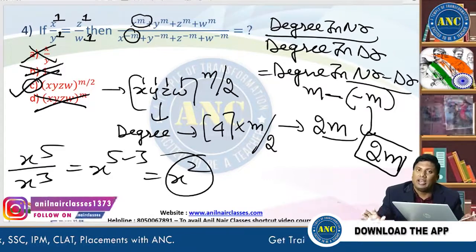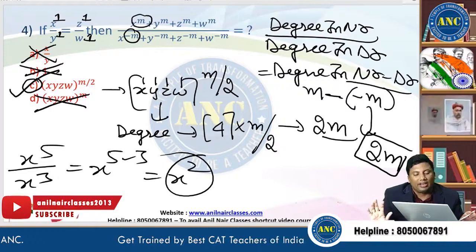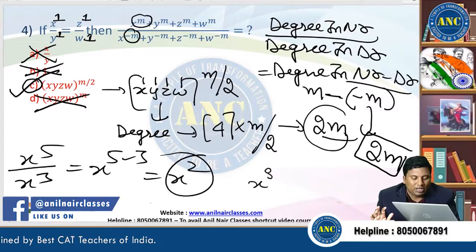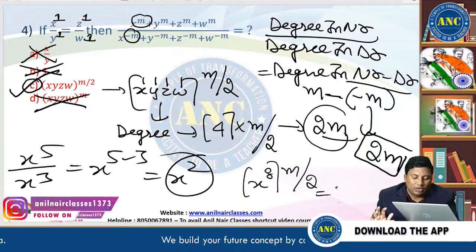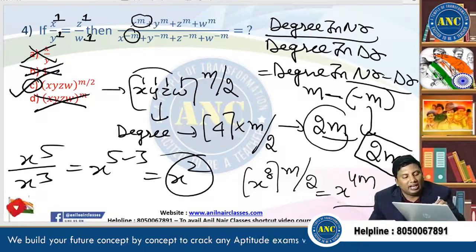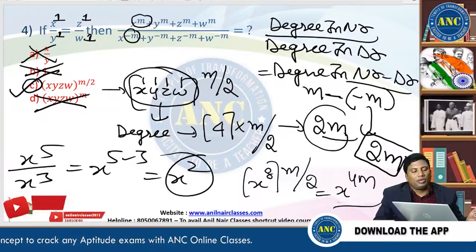I hope it is clear. A polynomial function will have a degree non-negative integral value. Why it has become 2m? So suppose x power 8 power m by 2, what it will become? 8 into m by 2, this will become 4m. Are you all with me? So the degree of this base value is 4. 4 into m by 2 is 2m.